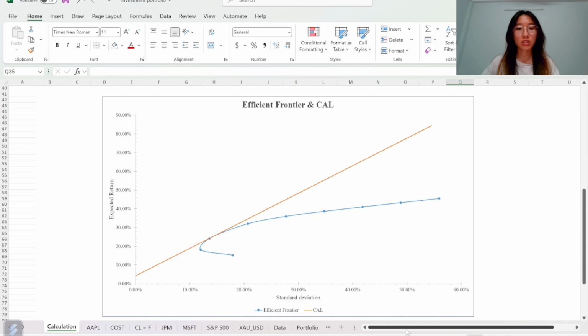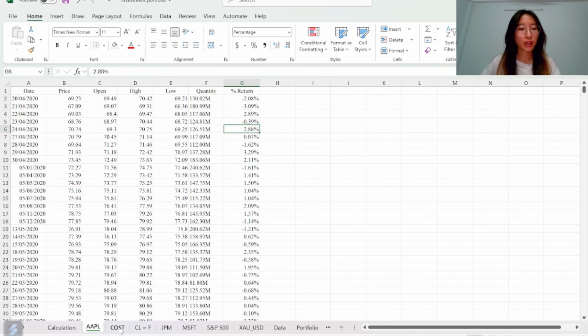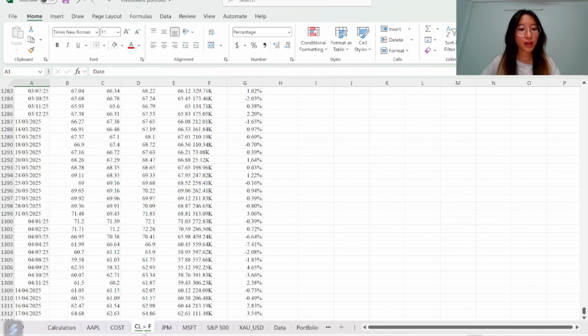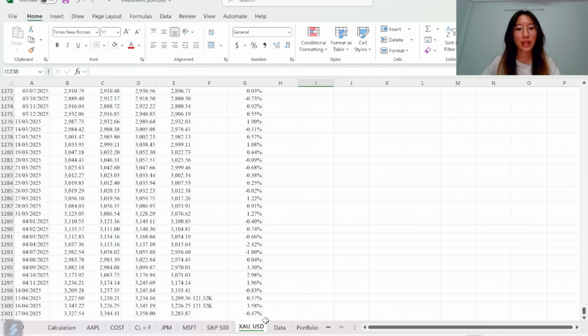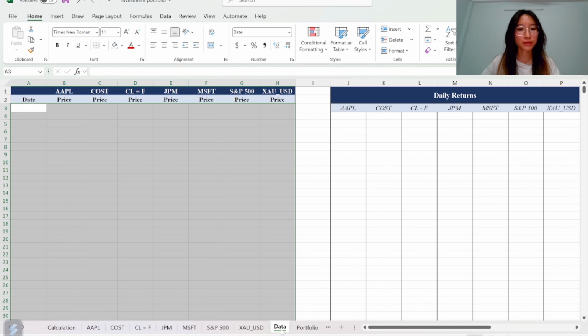Portfolio optimization for a 7-asset portfolio, which you can also apply this technique to other multi-asset portfolios as well. So let's get started. First things first, you gotta download your historical data of the assets that you have. You can see that I already have mine here, and I use investing.com to do so.